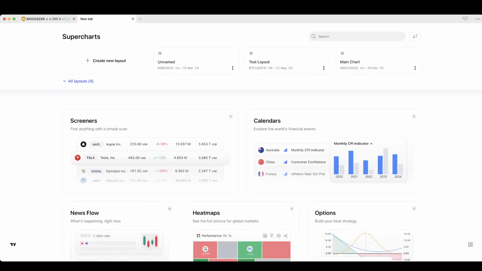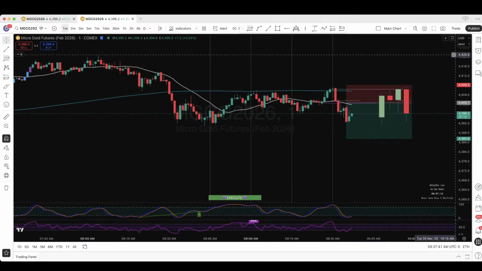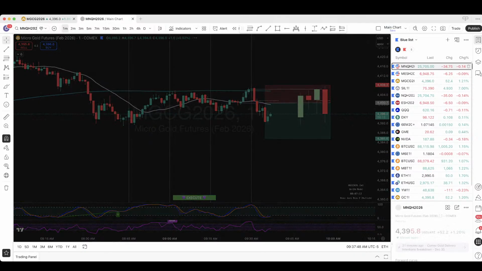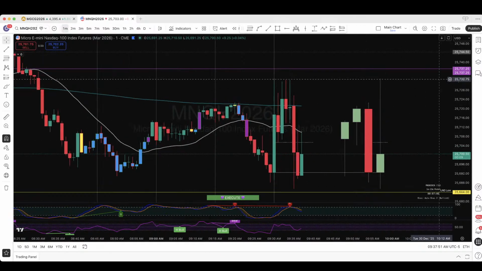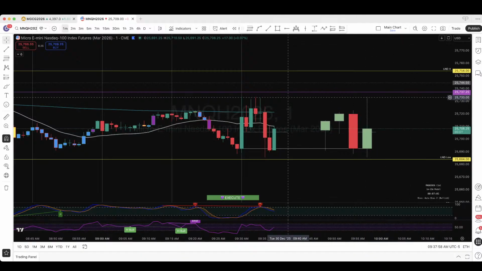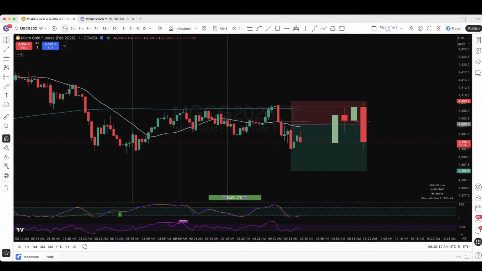Forgot I can add tabs. Bitcoin's getting a little pumpy. Look at this mess on NQ. It's like a knot of barbed wire. Legit have like no levels marked out on gold and just saw this and decided let's watch it.